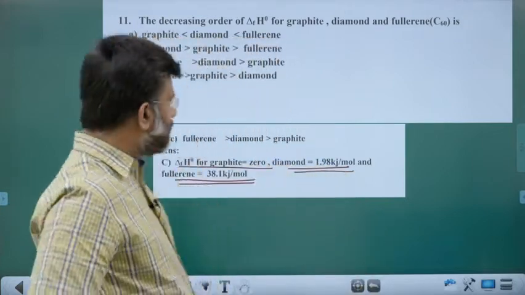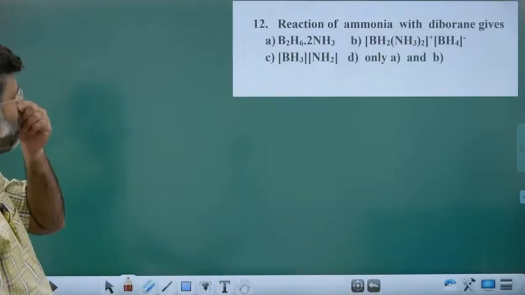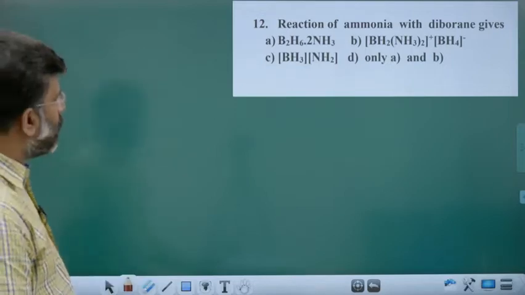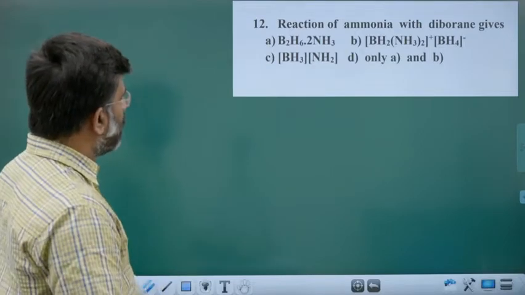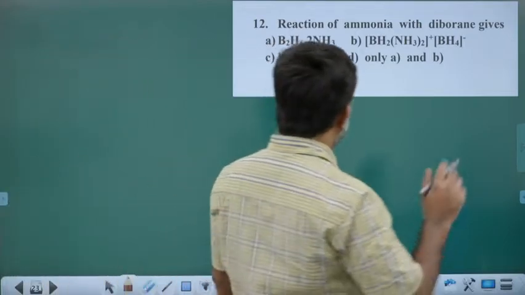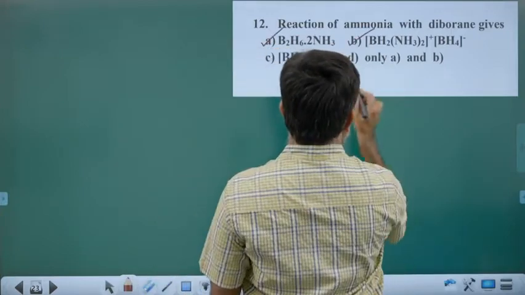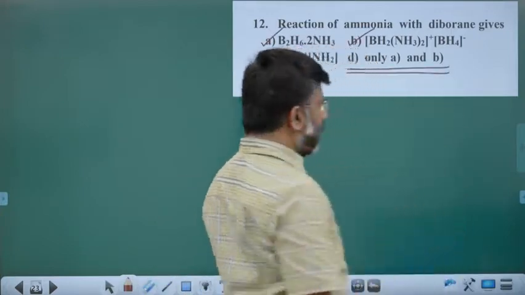Okay, next. Reaction of ammonia with diborane gives. Another question picked from the textbook. Reaction of ammonia with diborane gives. Initially you get this, which can be written like this, and the answer is option D.